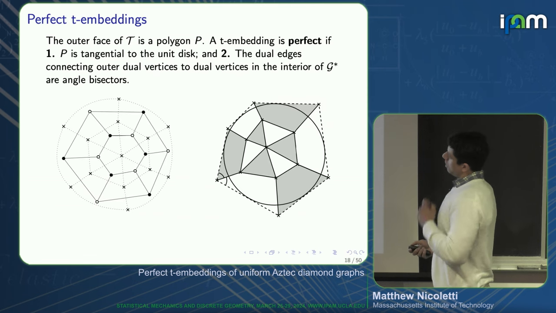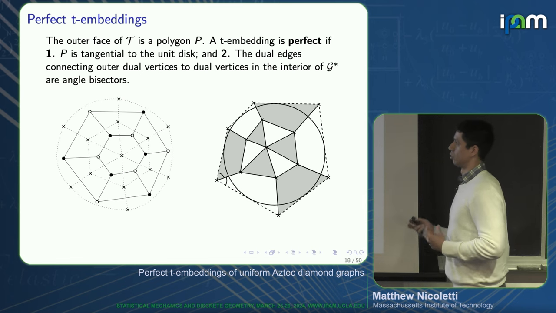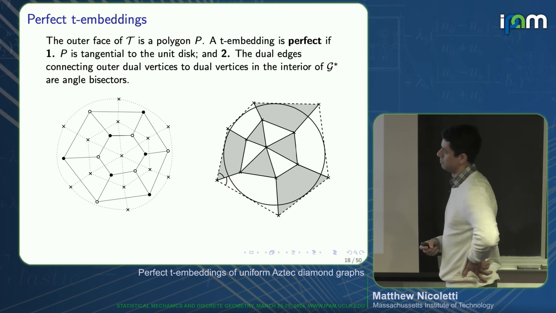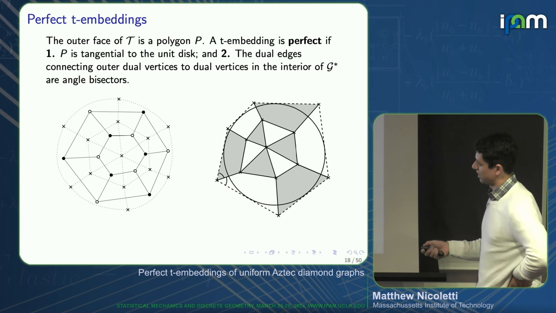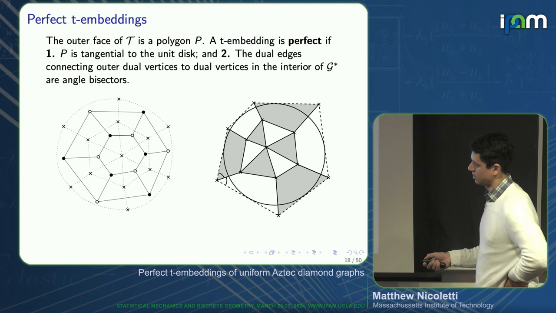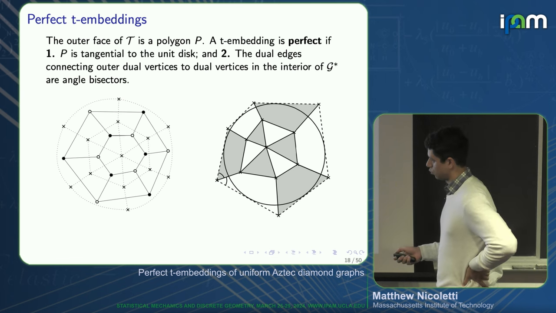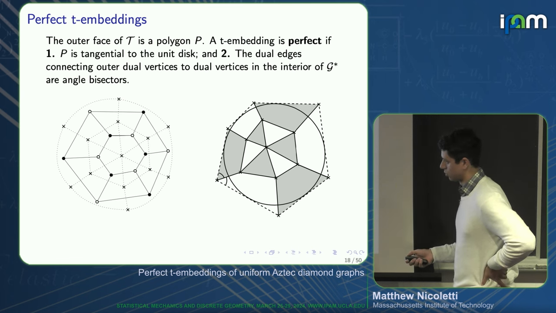Okay. So now I need to define this special boundary condition called perfectness. So a perfect t-embedding is just, okay, first I should say how we even deal with the boundary at all. We have a finite bipartite graph, and I didn't explain how we deal with the boundary. We consider the so-called augmented dual, which is the dual graph together with an extra vertex for each boundary edge of the graph. There's some distinguished outer face of the graph, and then there are some boundary edges.